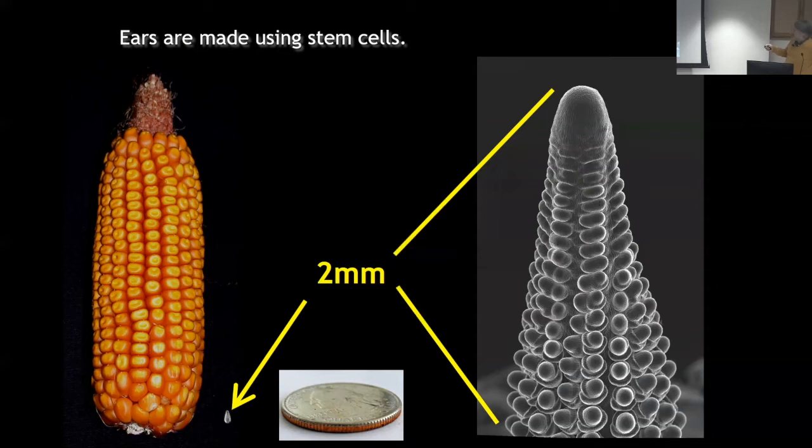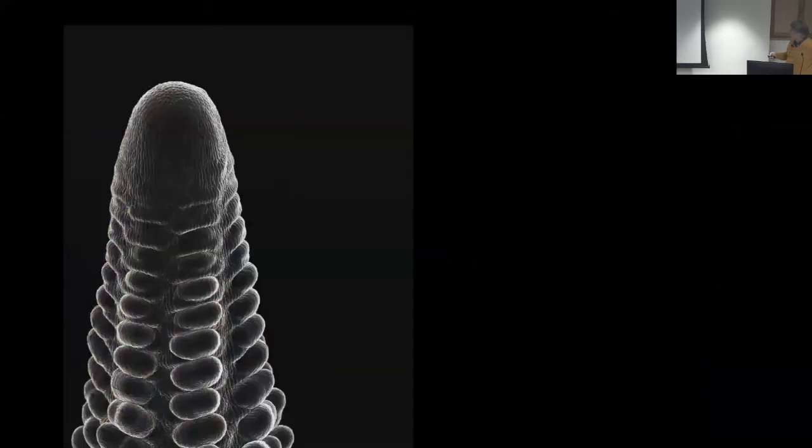So the meristem at this very early stage is already making very regular rows of primordia that will make the regular rows of seeds. So the morphology is set up very early. So there it is again.